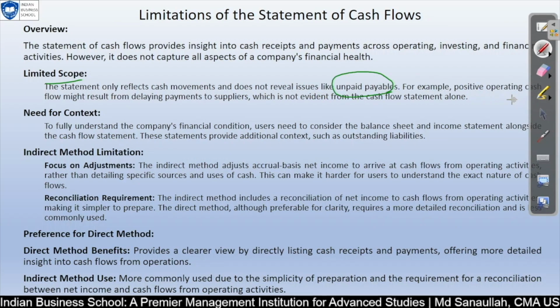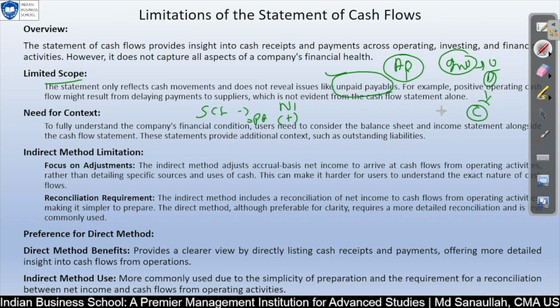For example, positive operating cash flow. In a statement of cash flow, you have net income, then your operating activity, and it is showing positive. Why is it showing positive? Because you have huge payables. So in accounts payable, if you are keeping your invoices unpaid, you are not paying your invoice and you are delaying, so what is the result? It means you are not burning your cash, you are saving your cash, but you have to pay, right? It is your obligation, you have to pay.